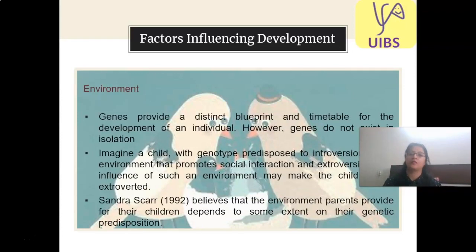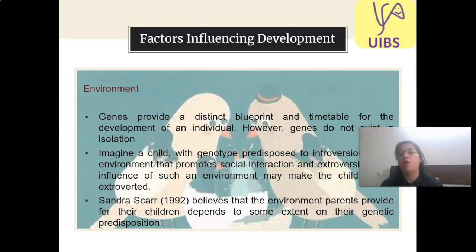Now there are other factors also which influence development, and that is environment. Although genes provide us a distinct blueprint and timetable for each individual, genes are not the end of the story. There is also environment which plays a very different role. So suppose there is a child whose genetic predisposition is towards introversion, but he grows up in an environment which promotes social interaction, extroversion. So there is a possibility that the child may become a little more extroverted than he is predisposed to.